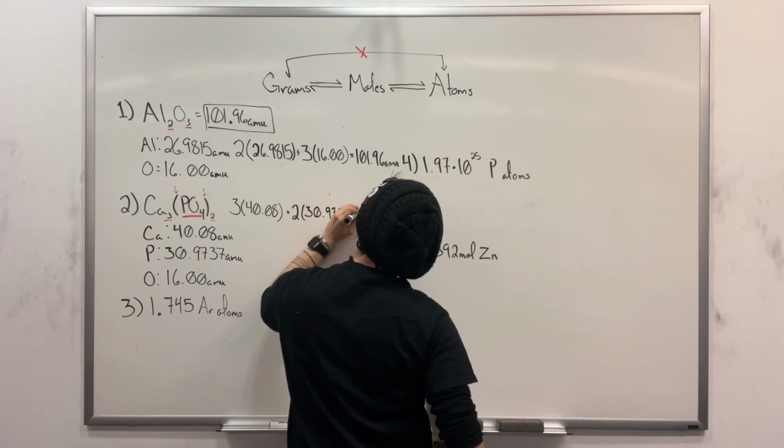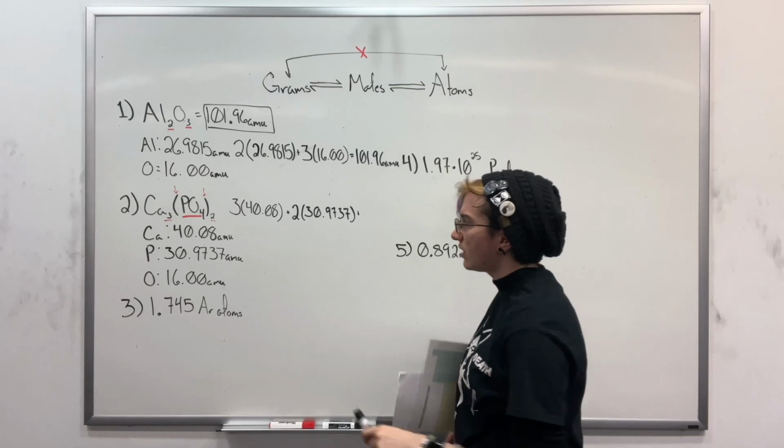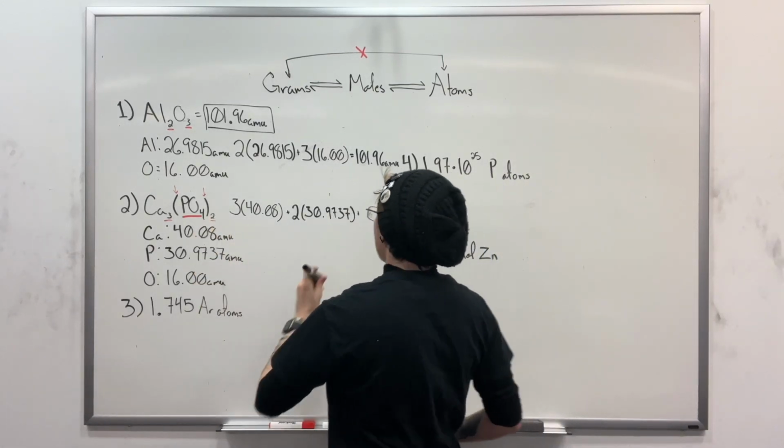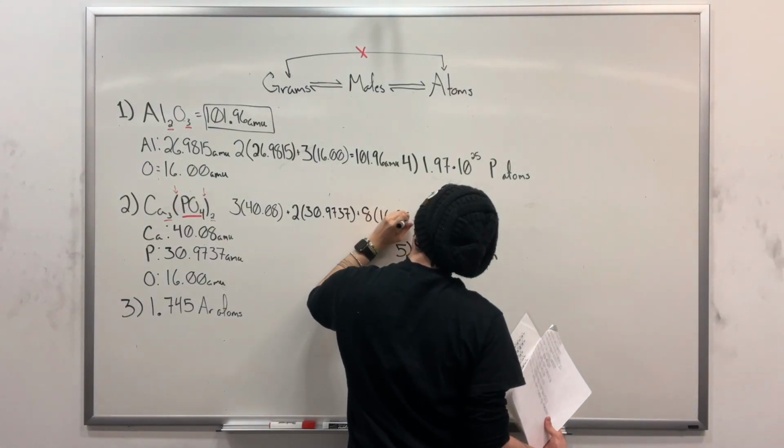30.9737. And the last part, we already have 4 oxygens in phosphate, and we now have to multiply all of those by 2. So we're going to have 8 moles of oxygen. So 8 times 16.